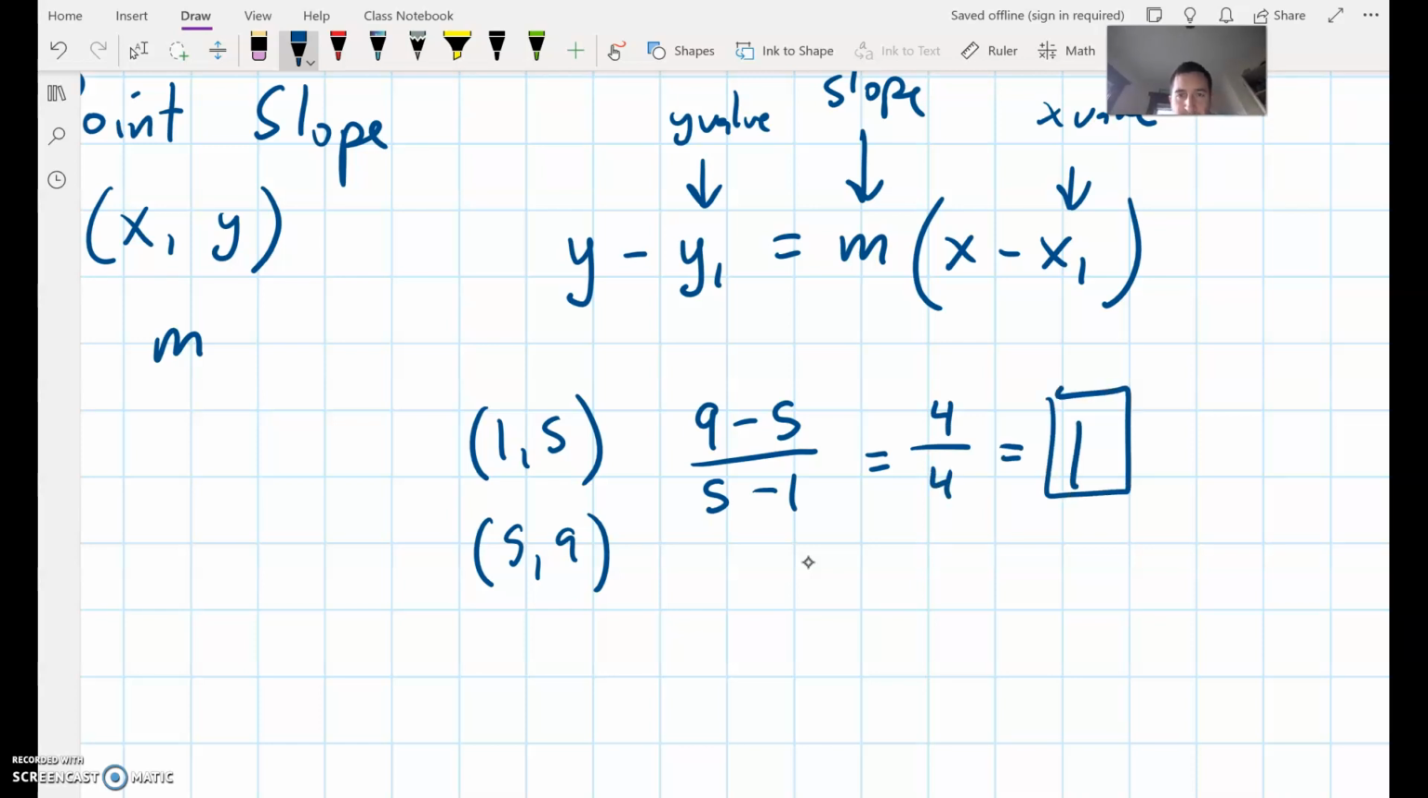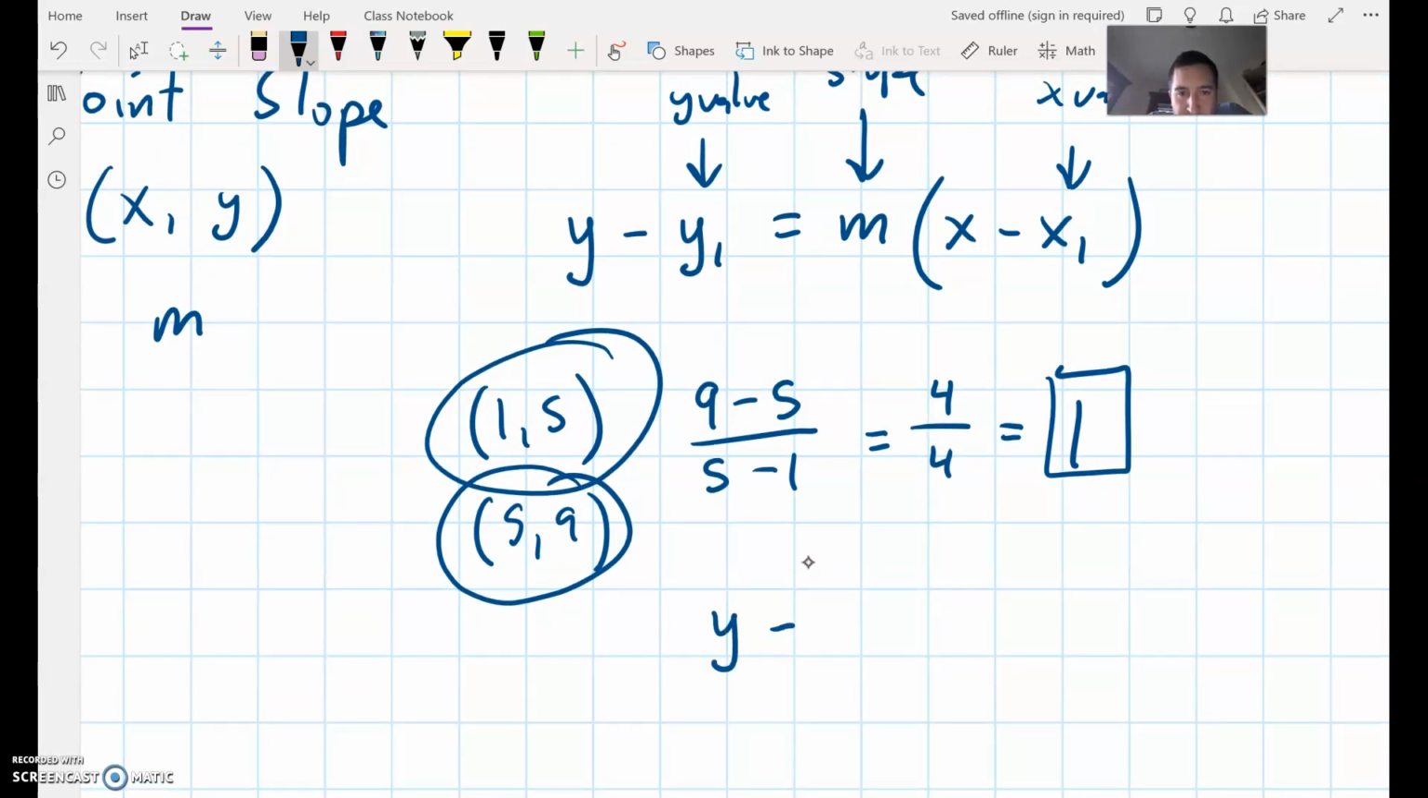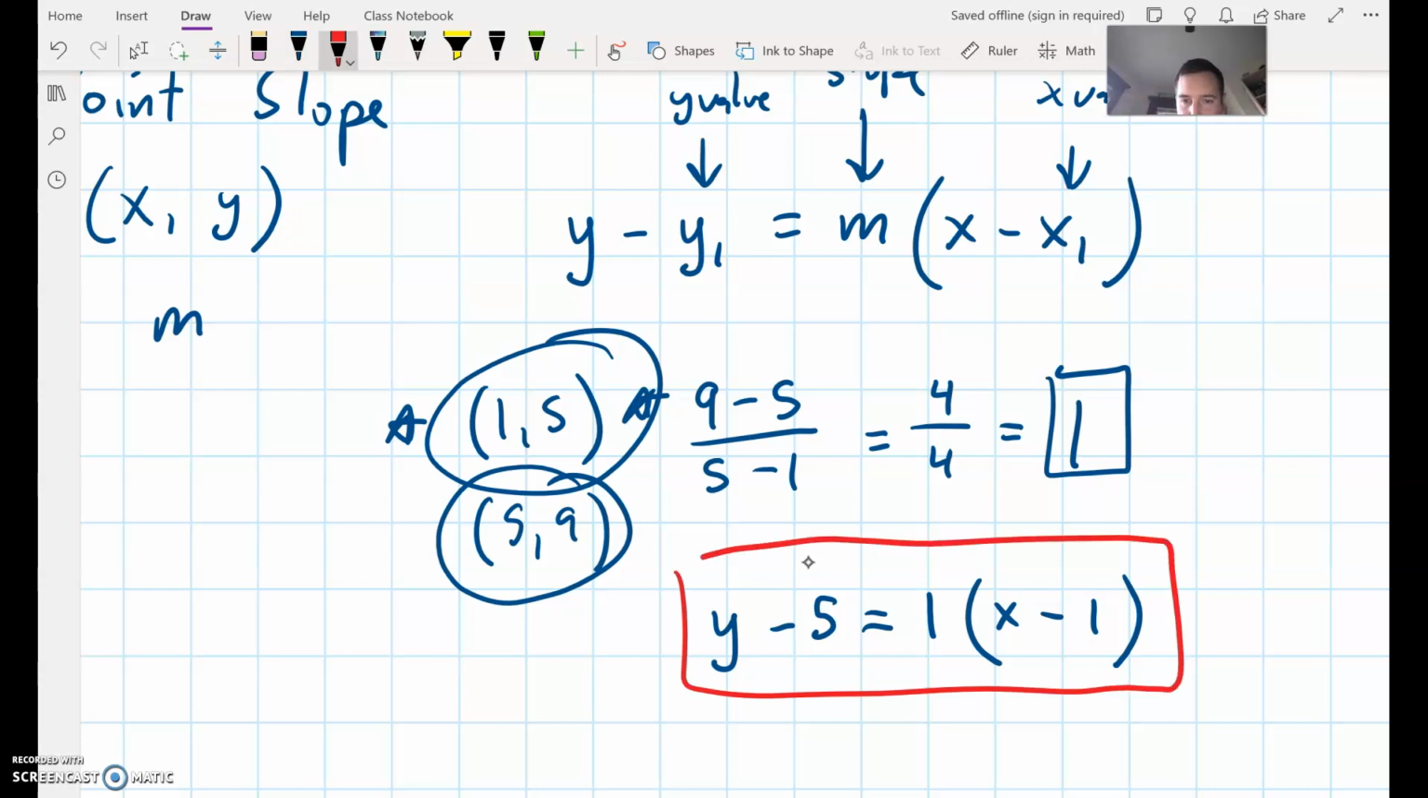So I know my slope. So I'm halfway there for my point slope form. I now know the slope. So the only other thing I need is a point. Well, guess what? I was given 2 of them to start with, so I'll just pick the smaller one, 1, 5. So here's my equation. Y minus y1, which is 5, equals my slope, which is 1, times x minus the x value, which is 1. Notice how I used this point right here, 1, 5, in my equation. And so this equation right here should go through the points 1, 5, and 5, 9.